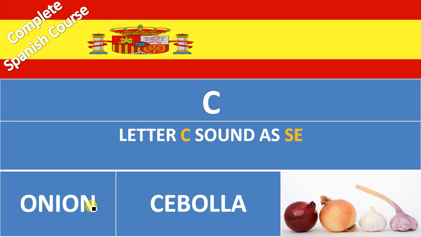Next one is letter C sounds as se. Example is onion. Onion is called cebolla. Cebolla means onion. So here you can see letter C is coming before letter E. So the sound of this combination is se. Cebolla.